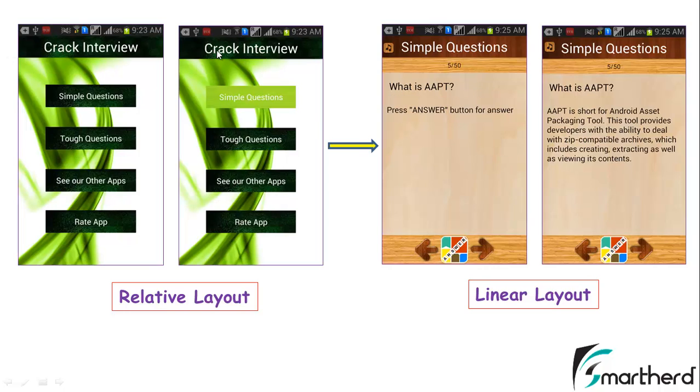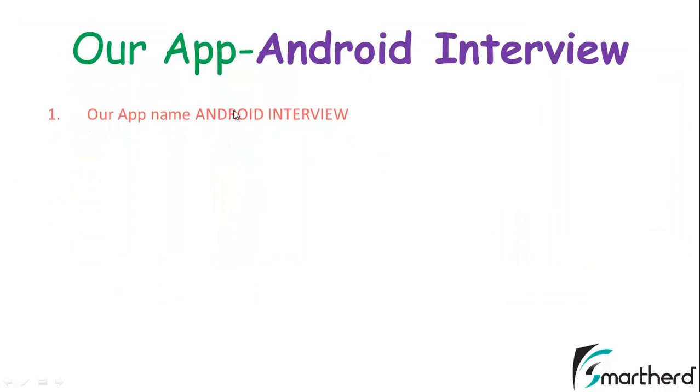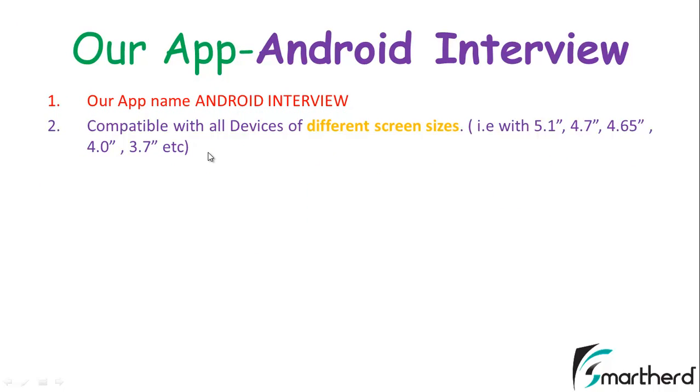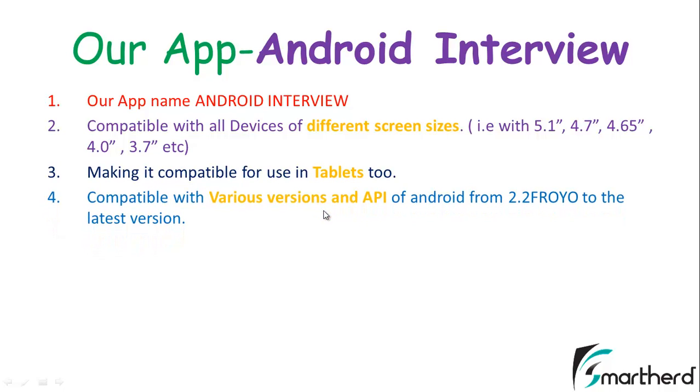This application tutorial is gonna be very helpful for those who have just entered the field of Android app development. During these videos, you are going to learn how to make an application that is compatible with all the devices of different screen sizes. Right now you are having tablets, 5.1 inch screen, 5.7 inch screen, and so on. So how your application is gonna be compatible with all the different screen sizes, I will teach you that. Thirdly, we are gonna make it compatible for use in tablets also. Right now we are going to make it compatible with various versions and different APIs of Android.